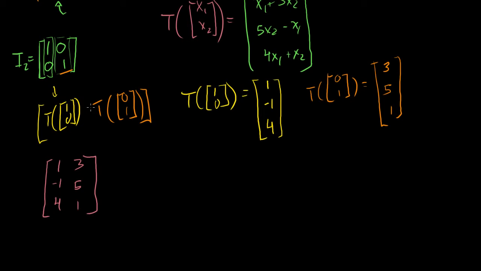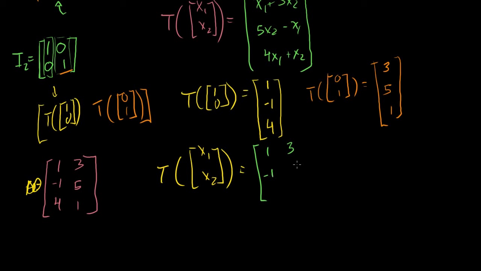And so what we just did, and for some reason I find this to be pretty amazing, is we can now rewrite this transformation as the product of any vector. So if we define this to be equal to A, we can now write our transformation of x1, x2 as the product of this matrix, I'll write it in green, the matrix with columns 1, minus 1, 4 and 3, 5, 1, times our input vector x1, x2.